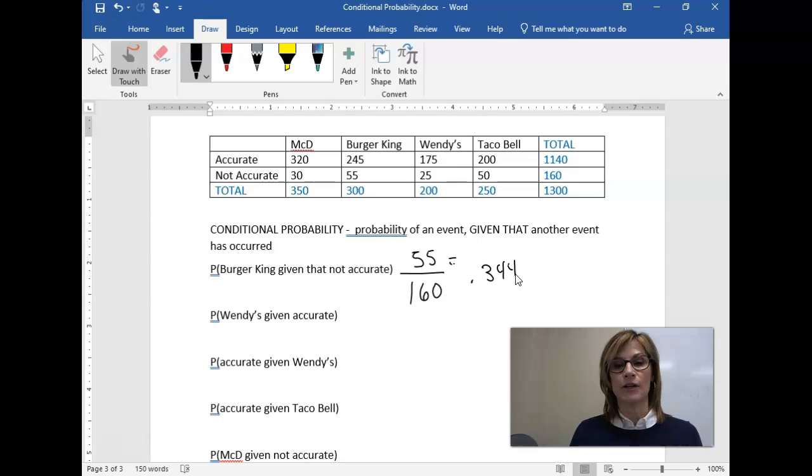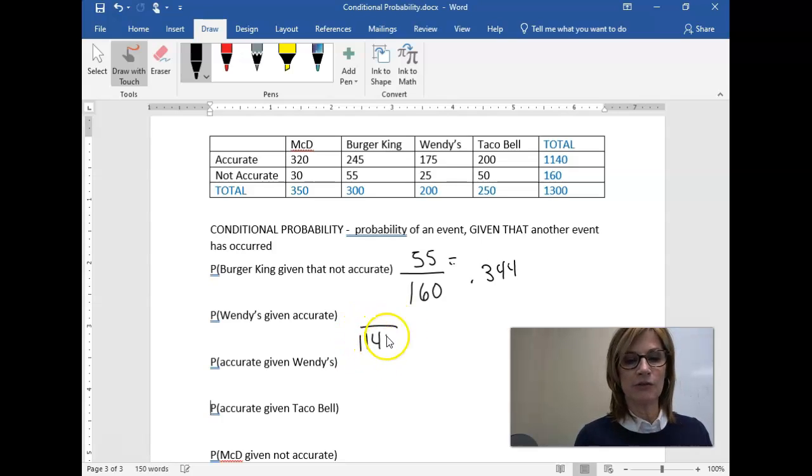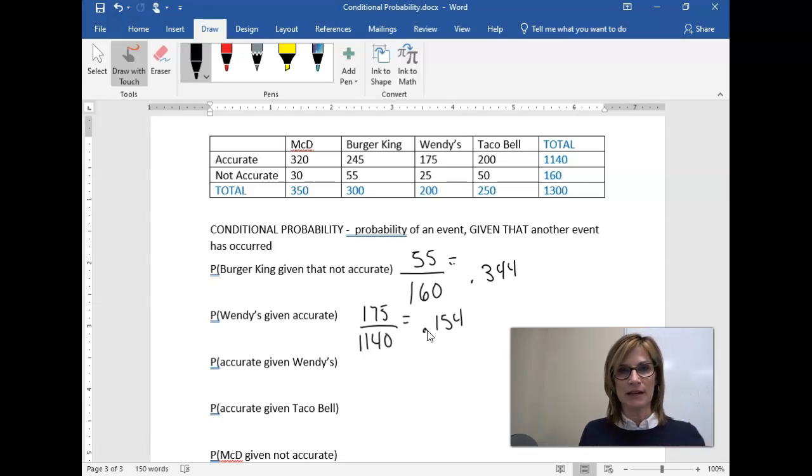Wendy's given accurate. So we have more accurate orders, 1,140. Of those, 175 are from Wendy's. So that gives us 0.154. Okay, accurate given Wendy's. You'll notice that these are not the same. Wendy's given accurate, accurate given Wendy's. They're not the same. We're not going to get the same answer.